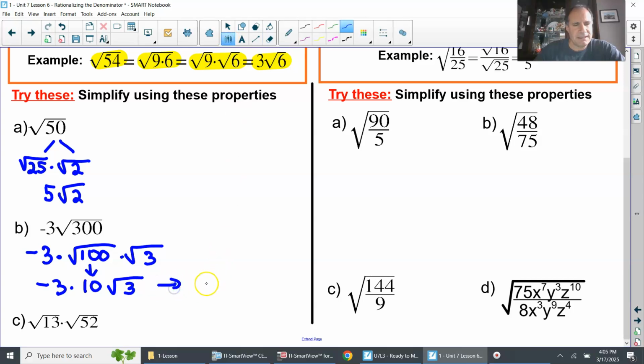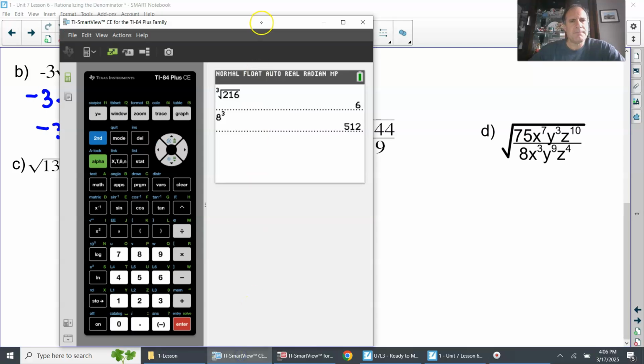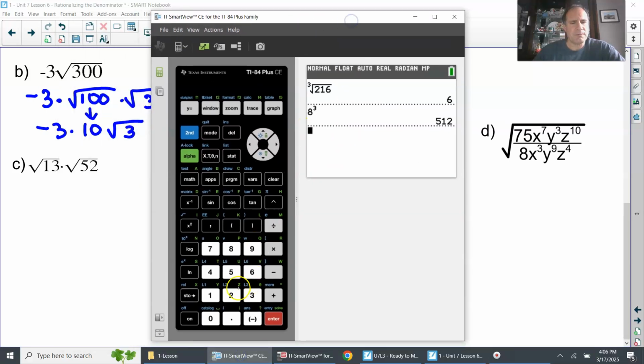That becomes negative 30 square root of 3. Negative 3 times 10. And then the last one on this side, 13 times 52. The rule is underneath the radical. If there's a number underneath the radical times another number underneath the radical, you can multiply those two numbers. So I'm just going to do 13 times 52 to see what that equals.